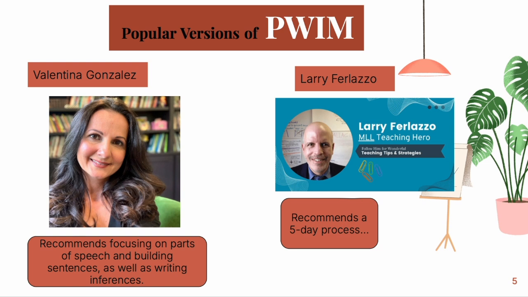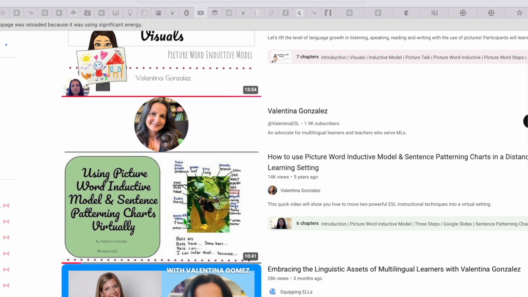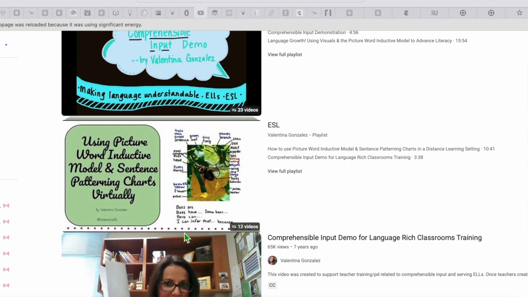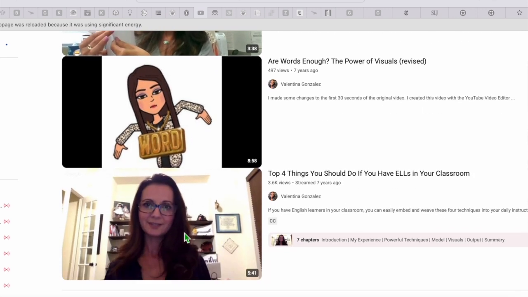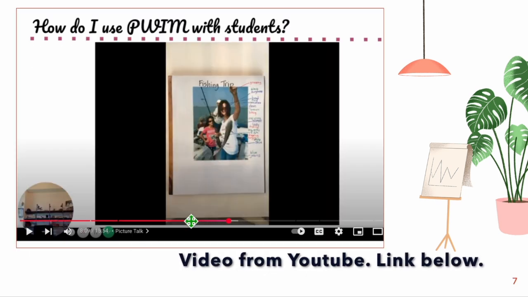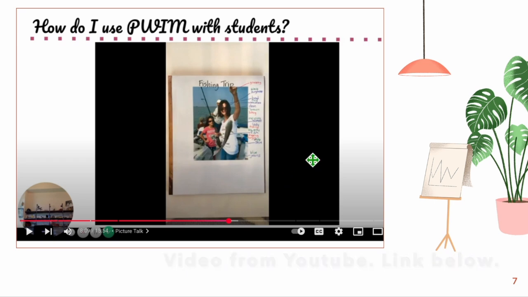Two of some of the more popular versions of PWIM are described by Valentina Gonzalez and Larry Ferlazzo. Valentina recommends focusing on parts of speech and building sentences as well as writing inferences. Valentina has several videos posted on her YouTube channel where she offers a detailed tutorial of her take on Picture Word Inductive Model. But I do want to mention that I especially enjoy the way she color codes parts of speech as she and her students are labeling the original picture.